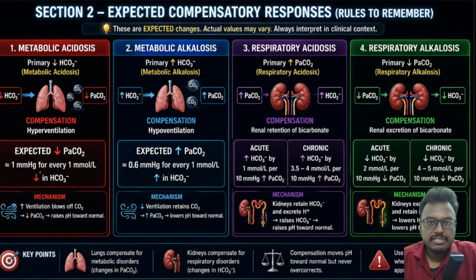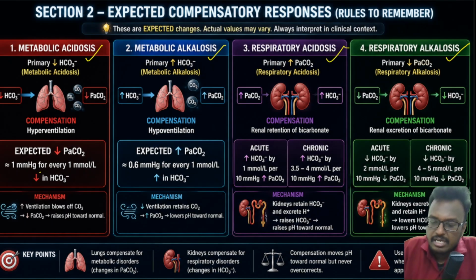So coming to the types of disorders, we have 4 major types: metabolic acidosis, metabolic alkalosis, respiratory acidosis, and respiratory alkalosis. Now let's first discuss metabolic acidosis. Here the primary defect is a decrease in the bicarbonate levels.